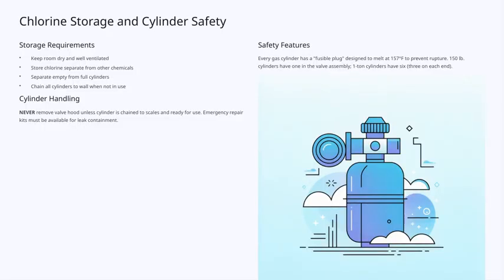Let's talk about chlorine storage and cylinder safety. First, it's really important to keep the storage room dry and well ventilated. This helps prevent any buildup of fumes and reduces the risk of accidents. Always store chlorine separately from other chemicals to avoid any dangerous reactions. It's also essential to keep empty cylinders separate from full ones. This helps prevent confusion and ensures safety during handling.